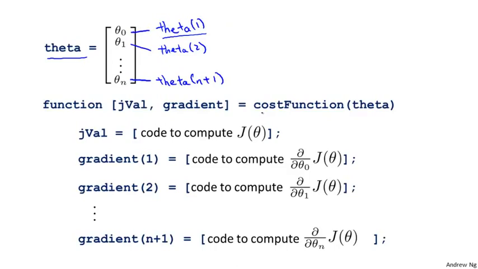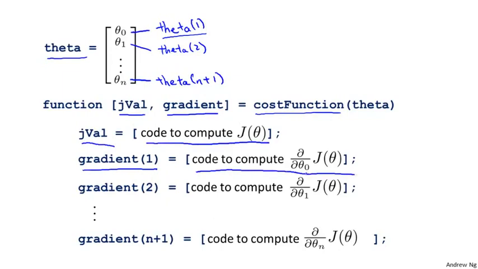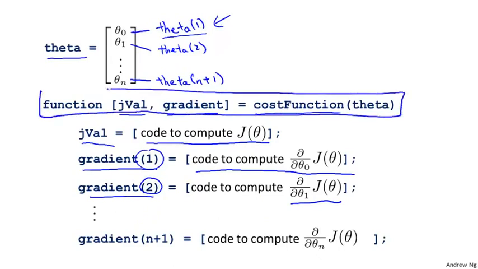So what we need to do then is write a cost function that captures the cost function for logistic regression. Concretely, the cost function needs to return jVal, so you need some code to compute J of theta. And we also need to give it the gradient. So gradient 1 is going to be some code to compute the partial derivative with respect to theta 0, the next the partial derivative with respect to theta 1, and so on. And once again, this is gradient 1, gradient 2, and so on, rather than gradient 0, gradient 1, because Octave indexes its vectors starting from 1 rather than from 0. But the main concept I hope you take away from this slide is that what you need to do is write a function that returns the cost function and returns the gradient.